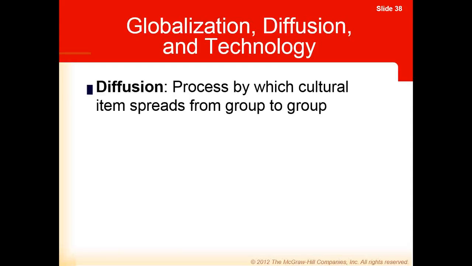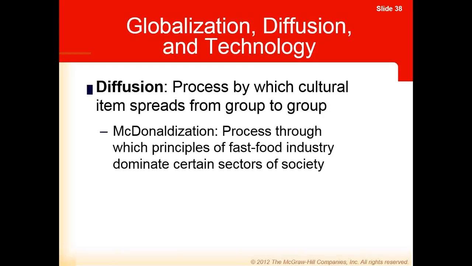And then another way that cultural ideas can spread is this idea of diffusion, in which cultural ideas that may have originated in one society spread to other societies. George Ritzer was a sociologist who gave us the idea of McDonaldization. Certain principles developed within the fast food industry at McDonald's dominate certain sectors of society.